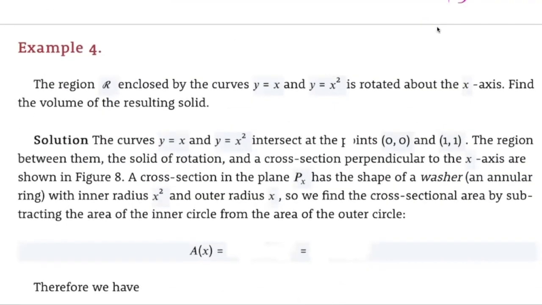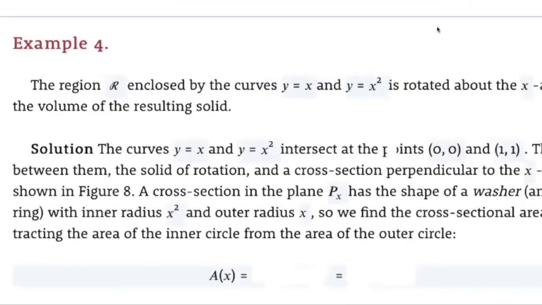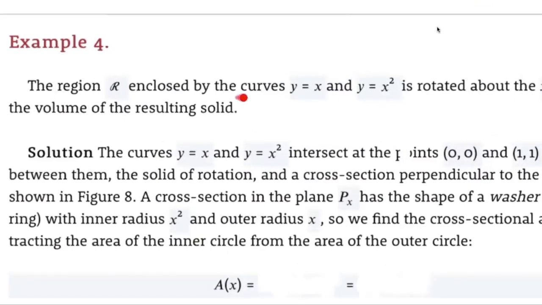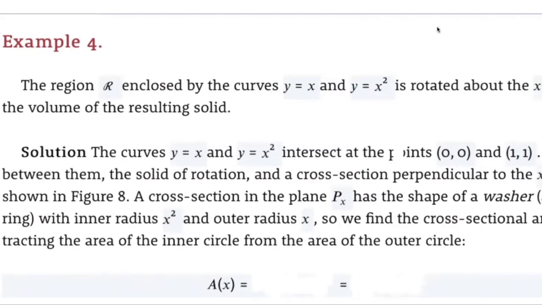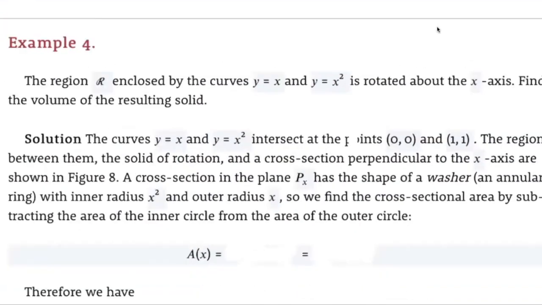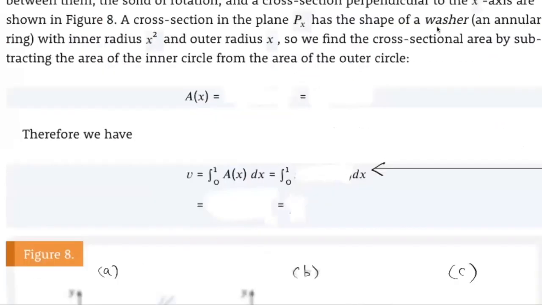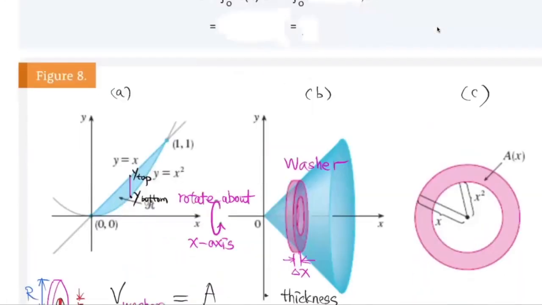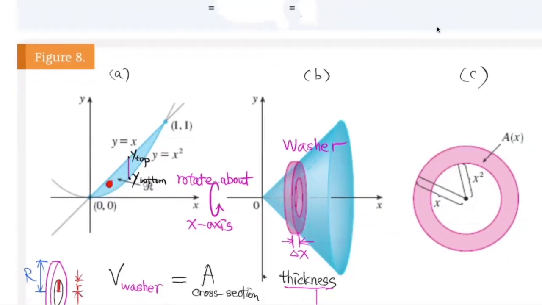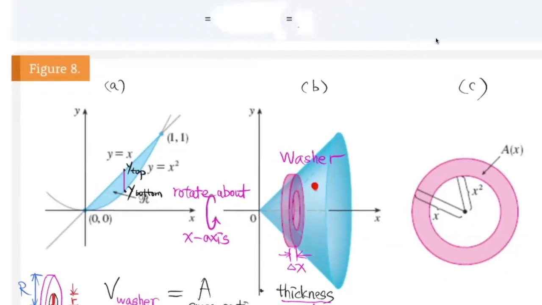Example 4. The region, let's call that R, enclosed by the curves y equals x and y equals x squared, is rotated about the x-axis. Find the volume of the resulting solid. So here is the graph right here. This is y equals x, this is y equals x squared. When you rotate this region about the x-axis, you get a solid like this.